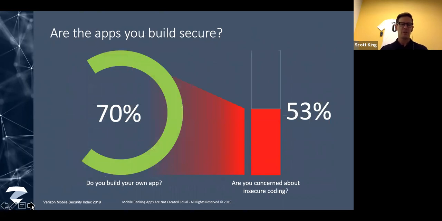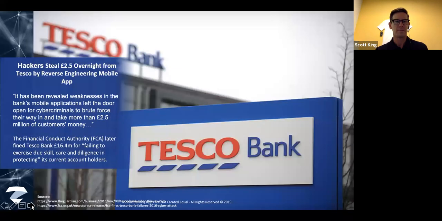Late last year, this is the Verizon Mobile Security Index. You could see that 70% of the people that answered the survey are actually building their own apps. Then they asked them, if you build your own app, are you concerned about insecure coding? Like, are you concerned about the health of your own app? Like 53% of these guys said yes. So yes, we do build, and yes, we are concerned about insecure coding because, again, it's just too complex.